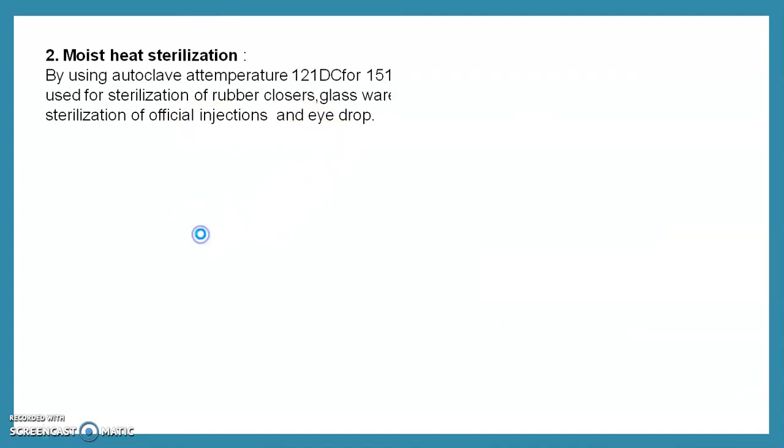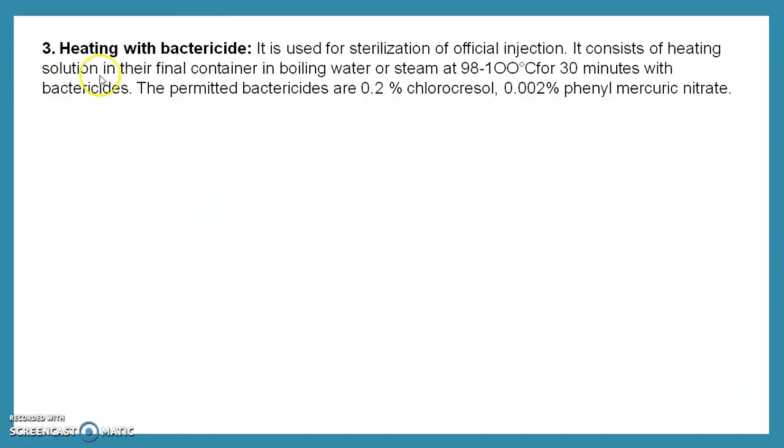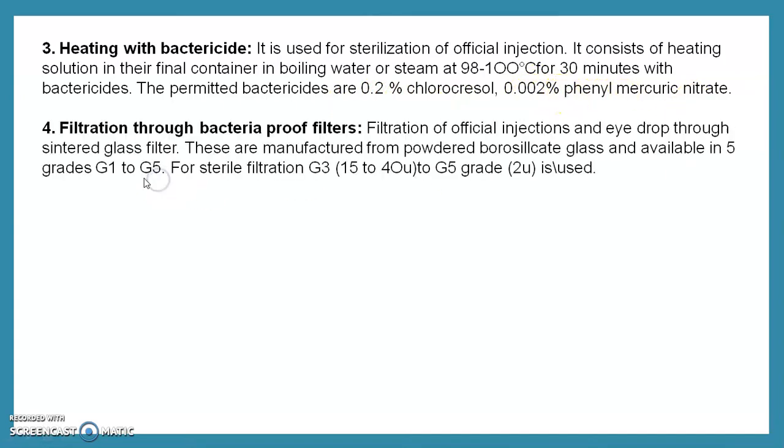Then the next method is heating with the bactericide. It is used for the sterilization of official injections. It consists of heating the solution in its final container in boiling water or steam at 98 to 100 degrees Celsius for 30 minutes with the bactericide. The permitted bactericides are 0.02% chlorocresol and 0.002% phenyl mercuric nitrate.